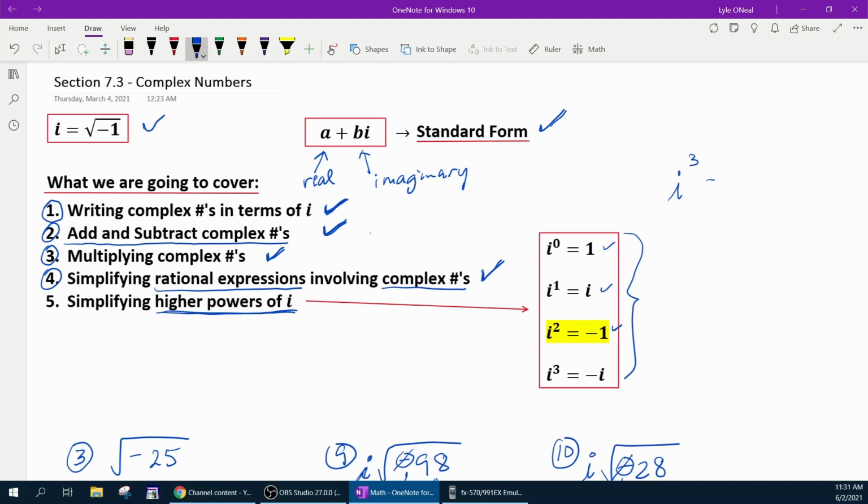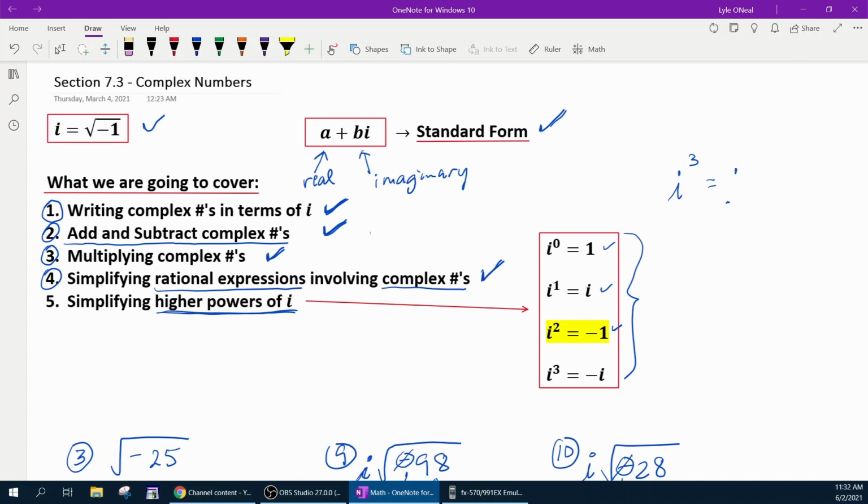because i cubed can be written as i to the 1 times i to the 2. Remember, if you multiply things that have the same base, you add their powers. So we can simplify i to the 3rd as, well, really i times i squared. And from here we can see that i is i, and i squared is -1. -1 times i is -i. So that's how we get i to the 3rd.